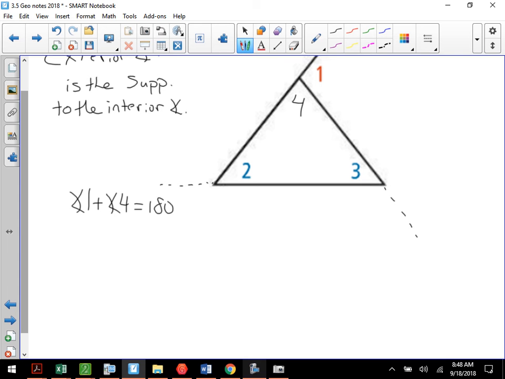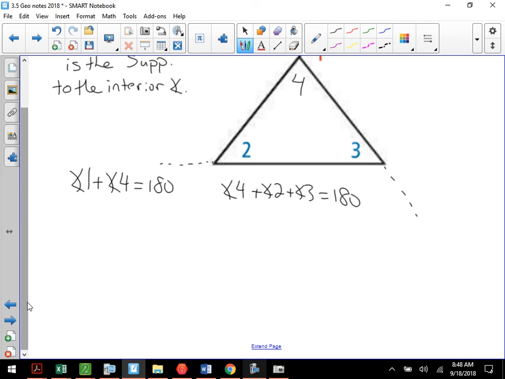Okay. Do you also agree that angle 4 plus angle 2 plus angle 3 is also 180 degrees? Okay. Now, do those two things equal the same number? Okay. That means those two things have to be equal. So by using what's called substitution, I can say that angle 1 plus angle 4 equals angle 4 plus angle 2, because they both have to equal 180.